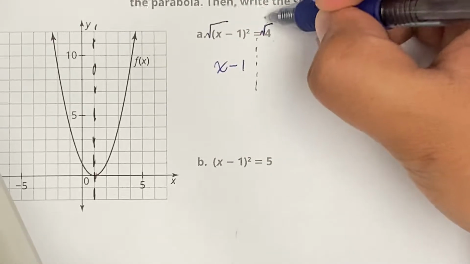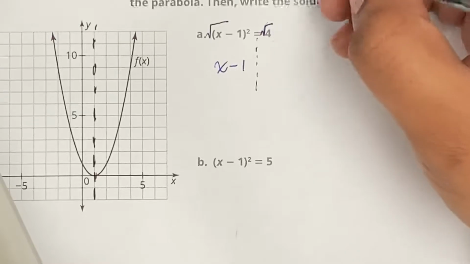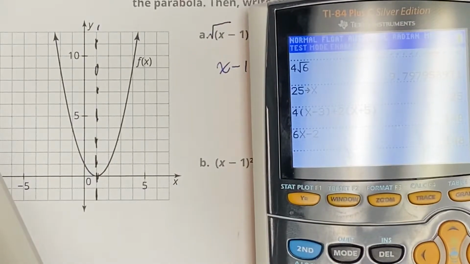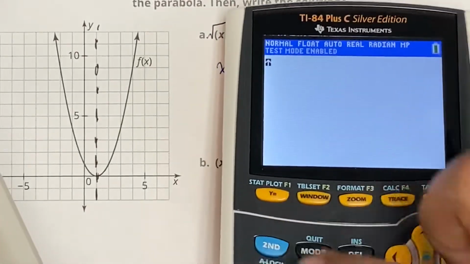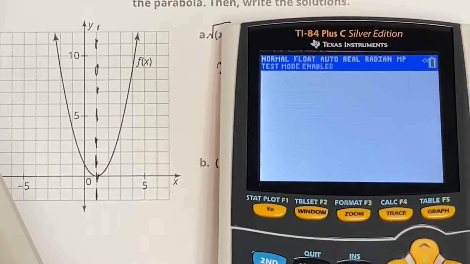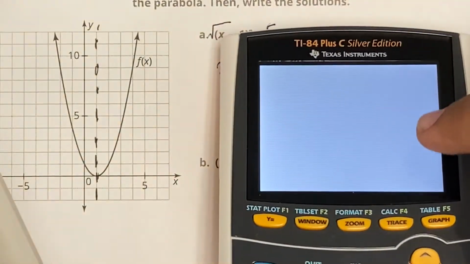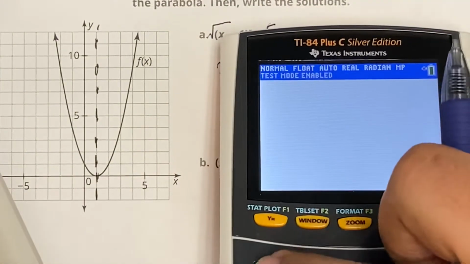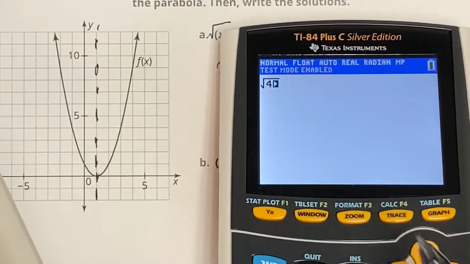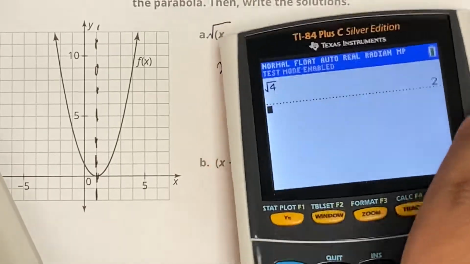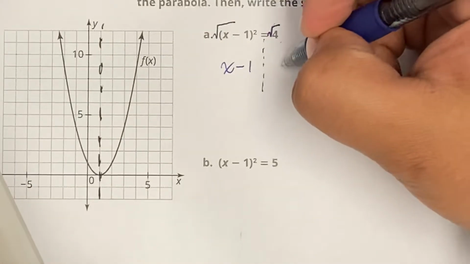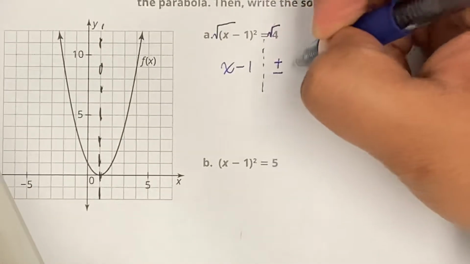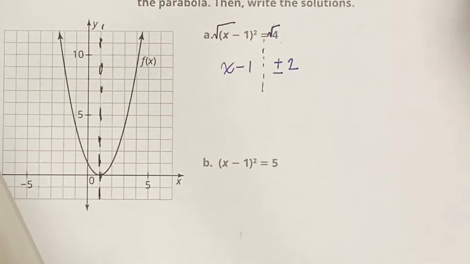If I take the square root of 4, let me grab my calculator. Square root of 4. Ooh, that's a bunch of stuff right there. Don't look at that. Let me reset it. Square root of 4, just to double check. Just a 2. But because we don't know exactly if it's positive or negative, we have to put this plus or minus 2 sign right there.